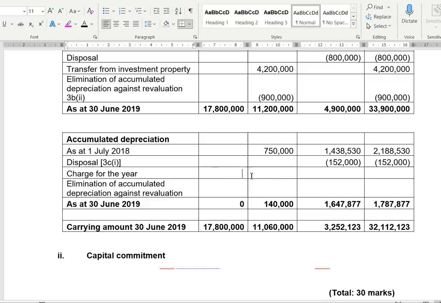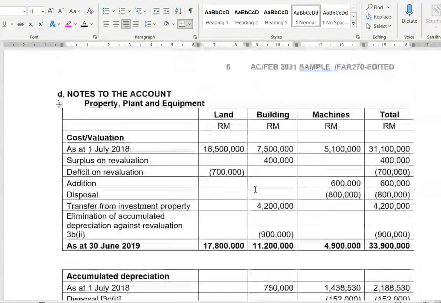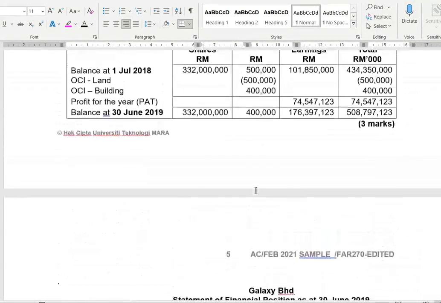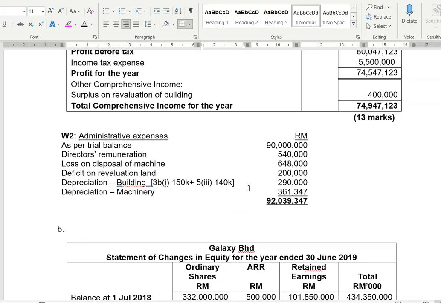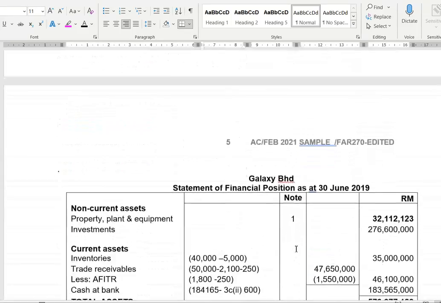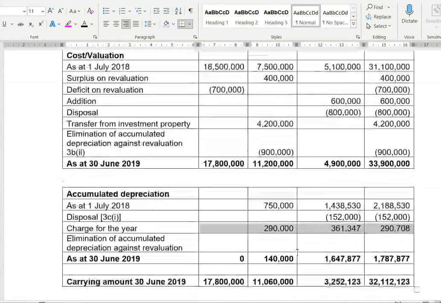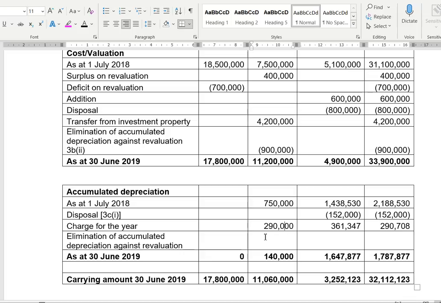So charge for the year is the depreciation that you have included in the workings for admin expenses. Remember, when we work out admin expenses, we also include the workings for depreciation. In case there are some of the item that is under distribution cost, also include that. So here you have the depreciation 290,361,347. Put that in your schedule here.